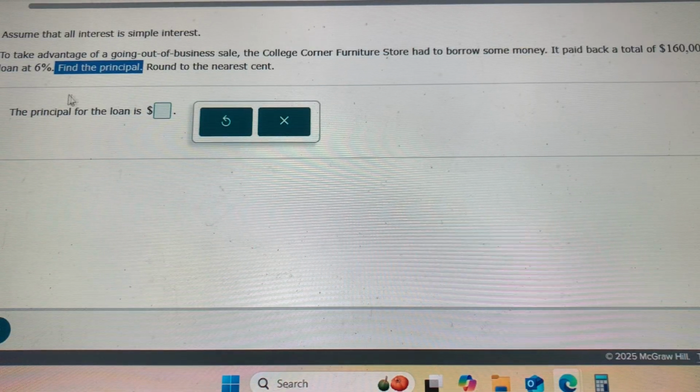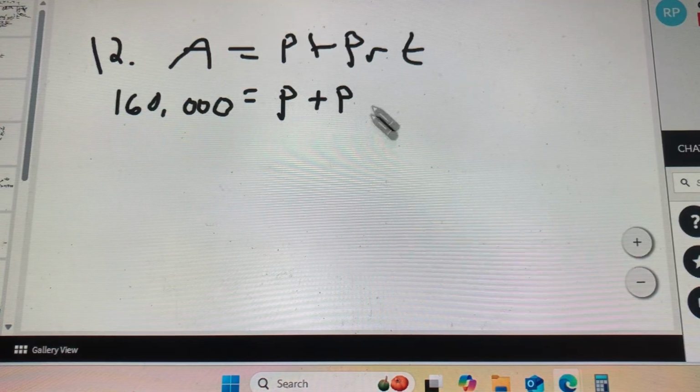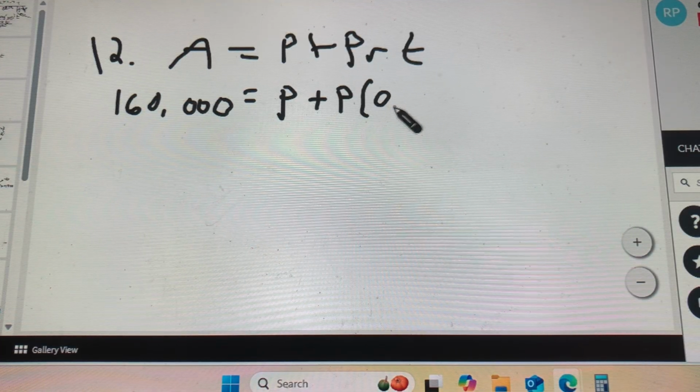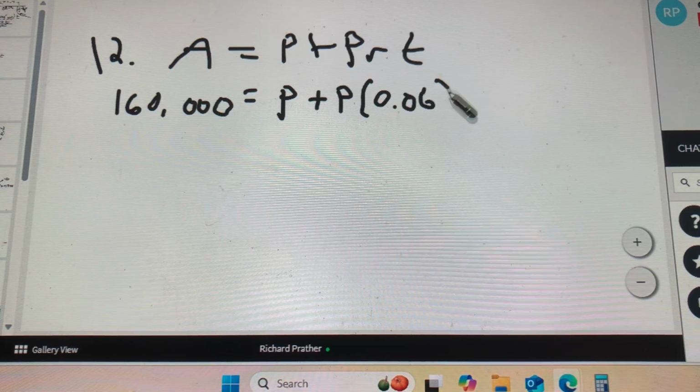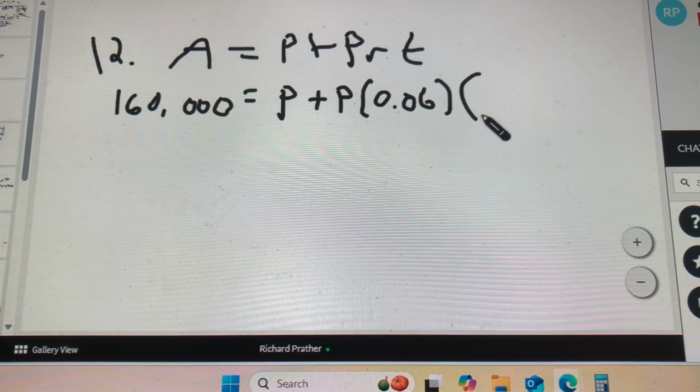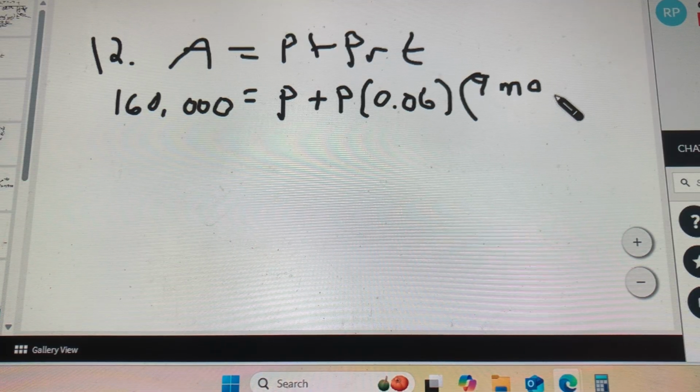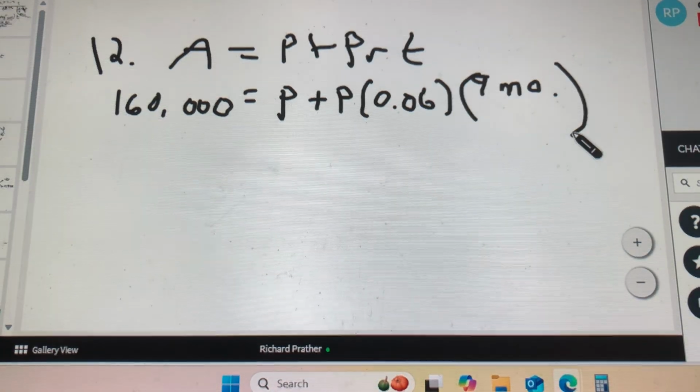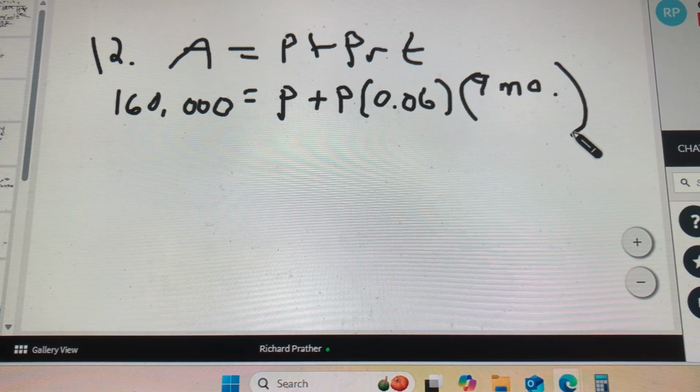And then it's a 6% interest rate, and it's 9 months. So 0.06. Now here's what happens if you don't get years. Normally you just multiply by the years. So go ahead and multiply by the months, 9 months. If it's in years, you just literally multiply by whatever it is.